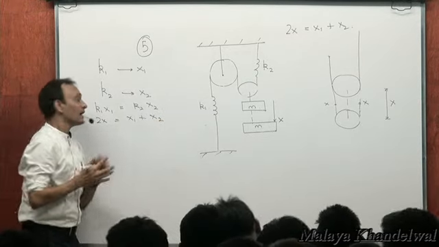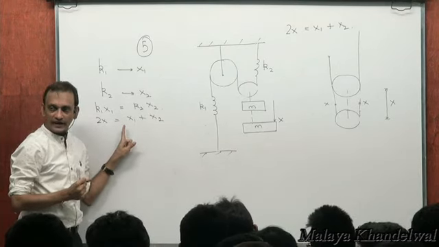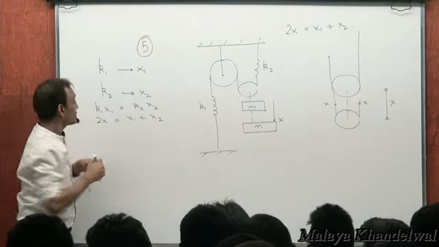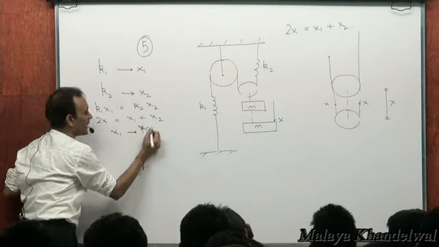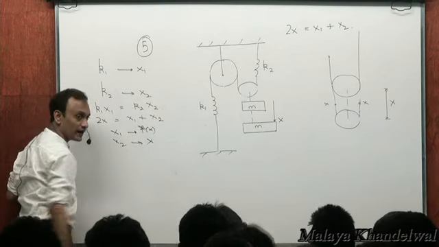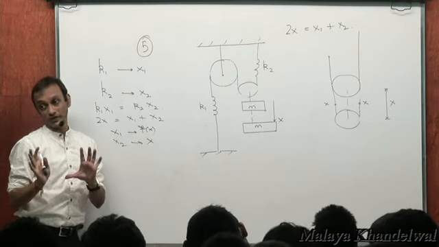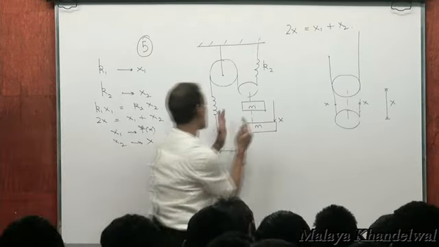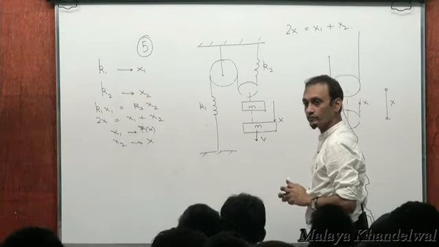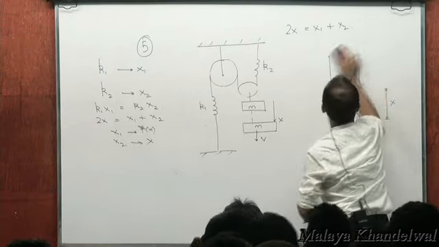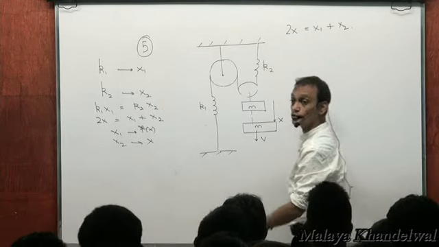Can I not solve for x1 and x2 from these equations? I can solve for x1 and x2 in terms of x. So I would know x1 in terms of x, and x2 in terms of x. Now I'm ready to write the energy equation. If this mass has descended by an amount x, say it develops a velocity v. Then the total energy of the system is going to be what?